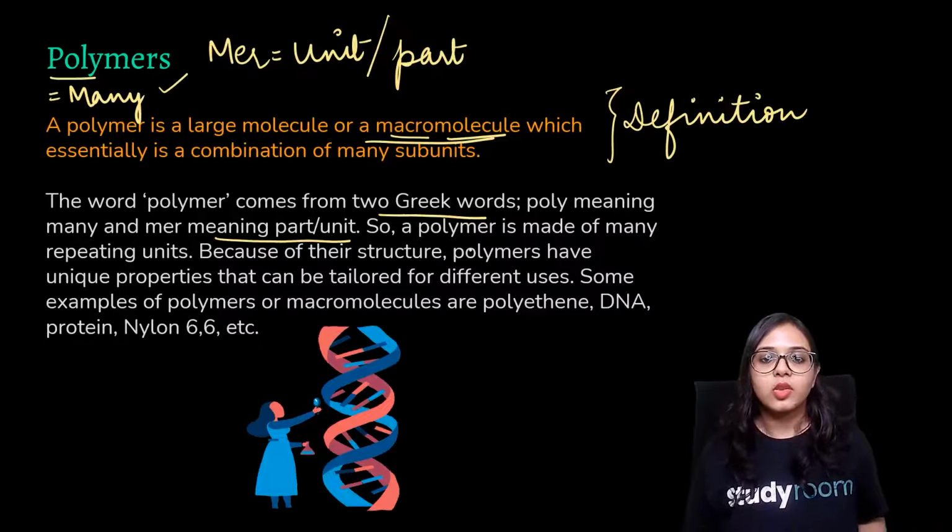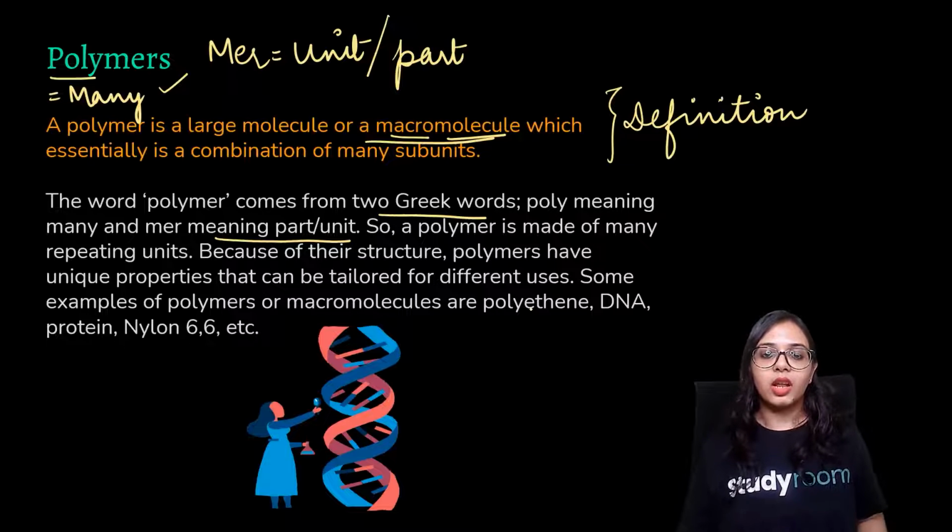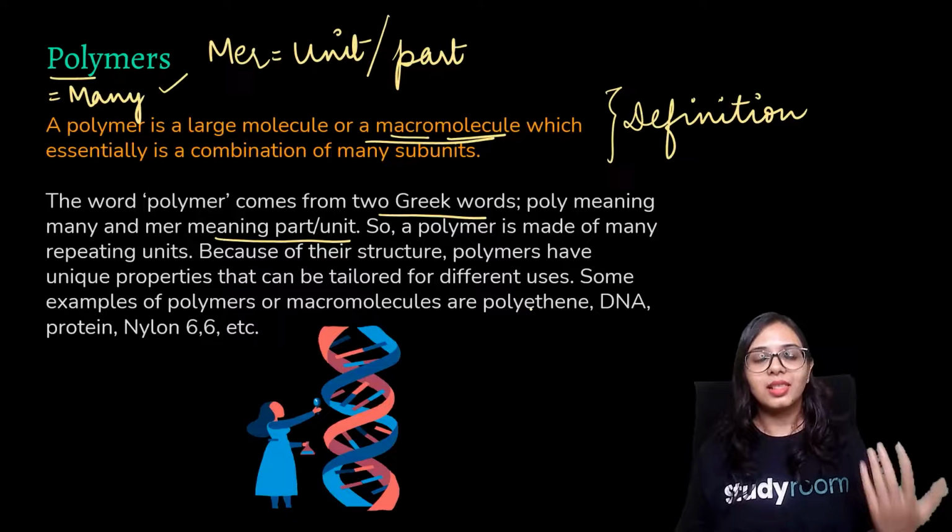Polymer is made up of many repeating units. Because of their structure, polymers have unique properties that can be tailored for different uses. Some examples of polymers are polythene, DNA, protein, nylon 66, etc. These are very common examples of polymers, and about some of these you'll be learning in this chapter, about many of these you'll be learning later on.